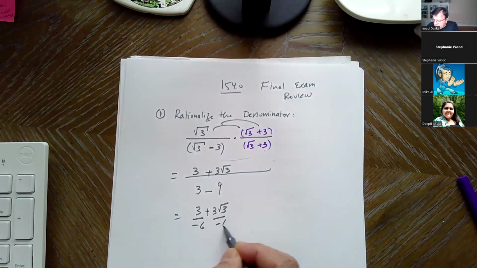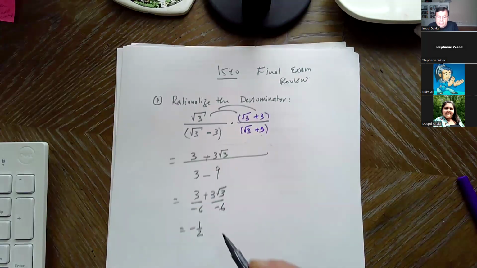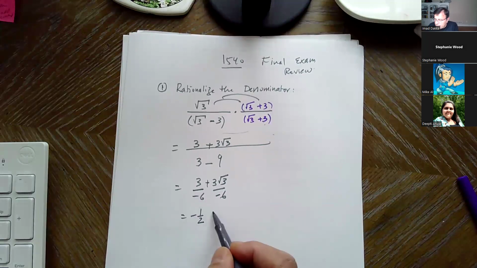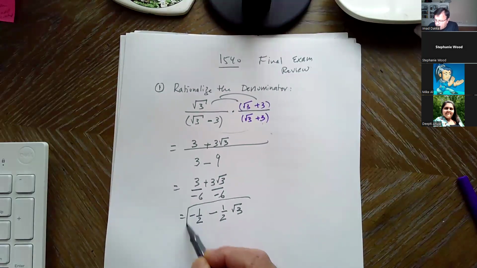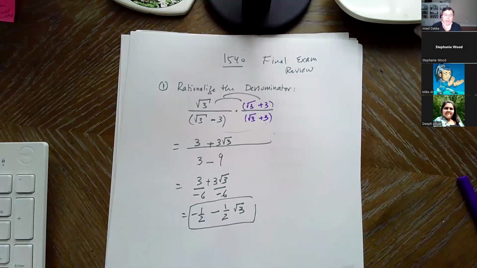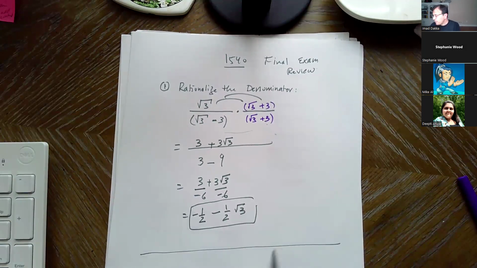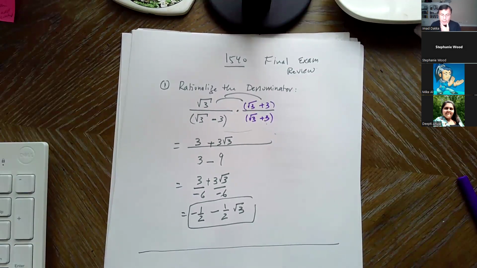Let's divide negative 6 into each one of these to simplify. So 3 over negative 6 is negative 1/2 if we reduce it. And that's negative 1/2 root 3. And we have removed the square root from the bottom. It's on top now, but who cares, okay? As long as we removed it from the bottom. So that was the first question.